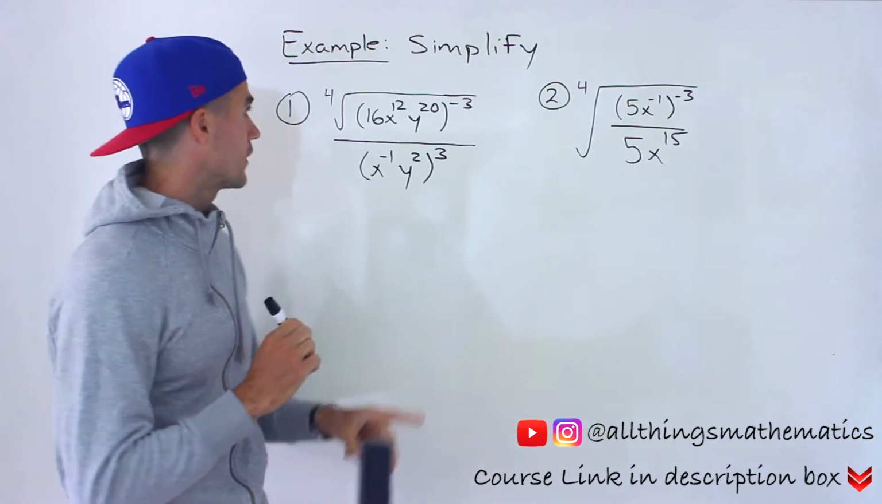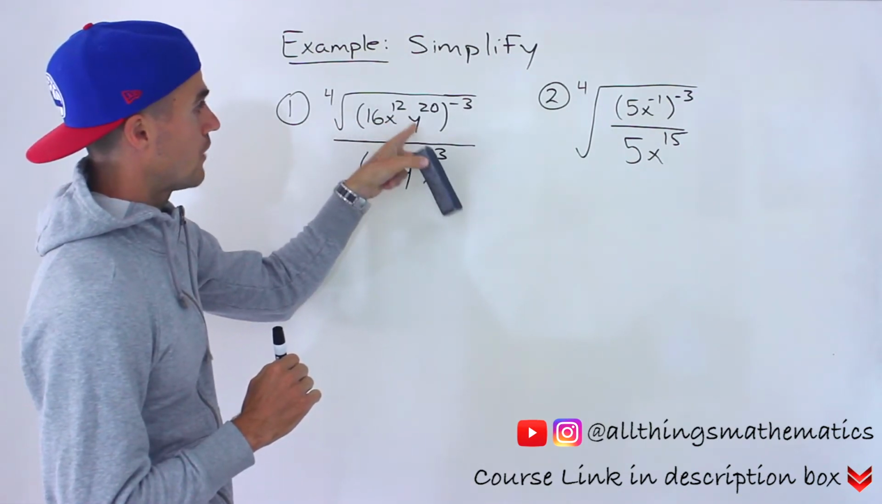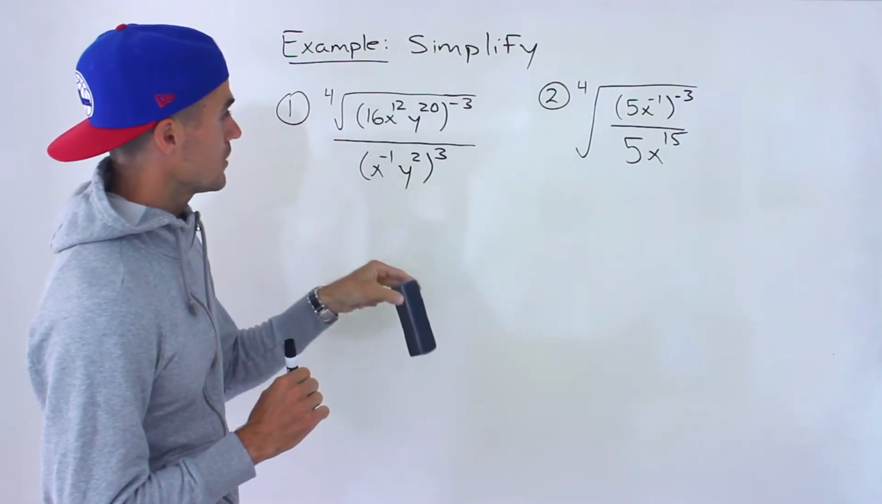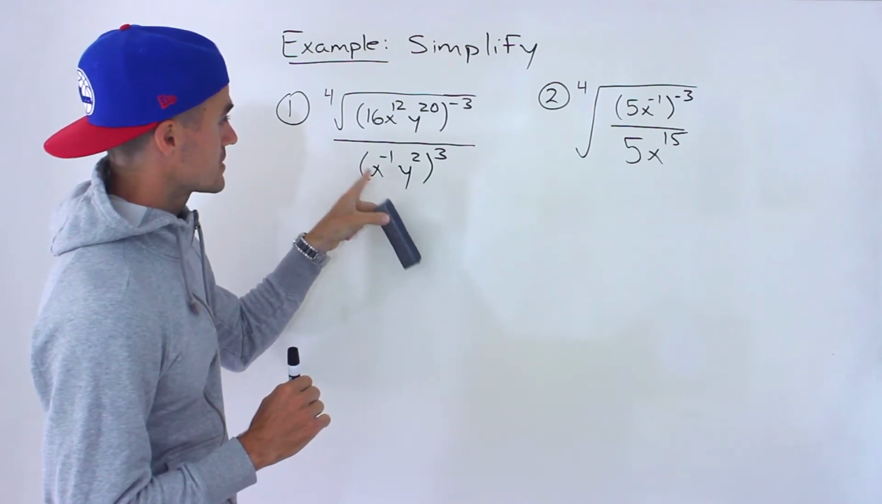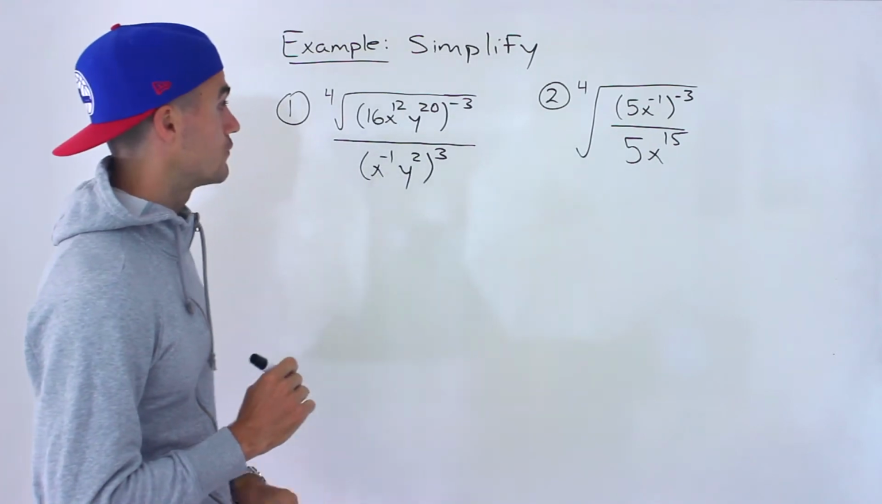In this next video, we have to take these two expressions and simplify them. Starting with number one, we have the fourth root of 16x to the 12 y to the 20, all to the power of negative 3, and then over here we have x, all over x to the negative 1 y to the 2 to the power of 3.